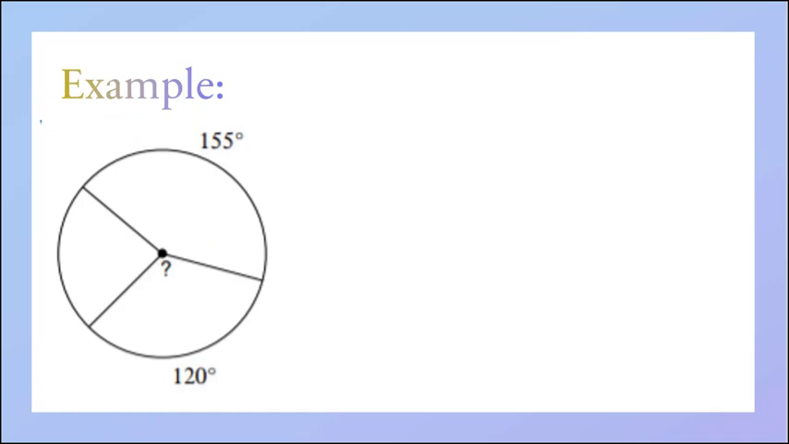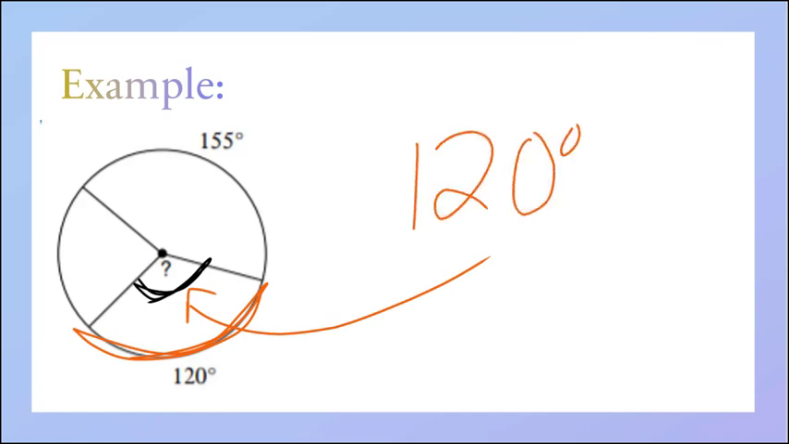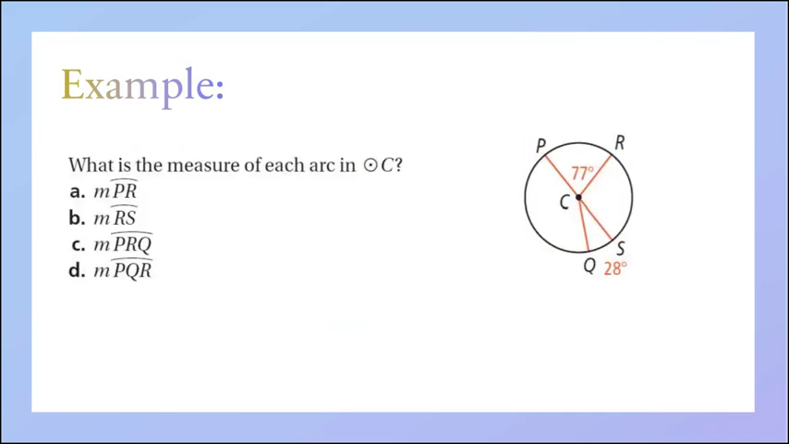All right, next one. Find this angle. Well, the arc is 120, so the angle is equal, 120. How easy. All right, the last question. What is the measure of each arc in circle C? Arc PR is 77 because the angle is 77.